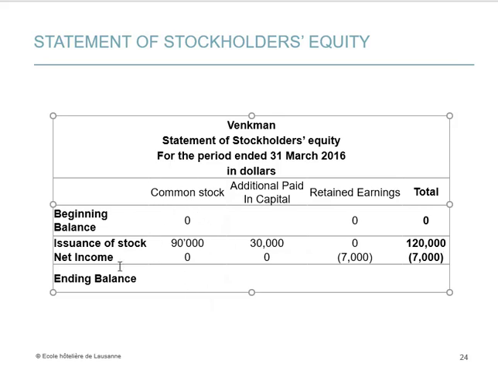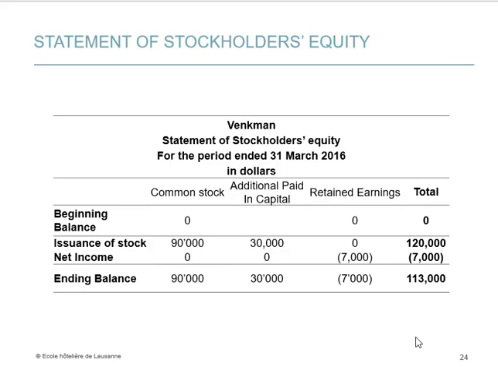Ending balance, as you remember, is the sum of all these 3 vertical lines: beginning balance, issuance of stock, and net income, what gives us 90,000. Here we have the sum of 30,000, then minus 7,000, and 113,000. It's the amount of this vertical line. So here it is, our statement of stockholders' equity.